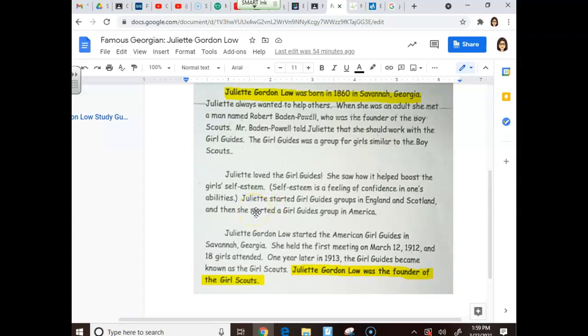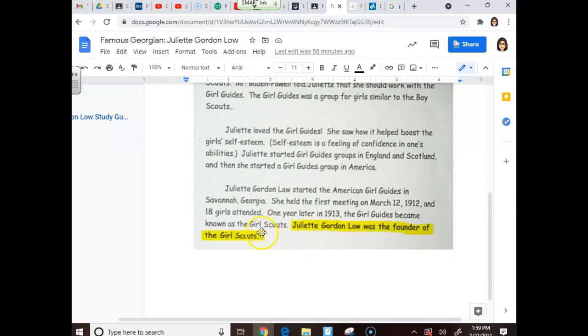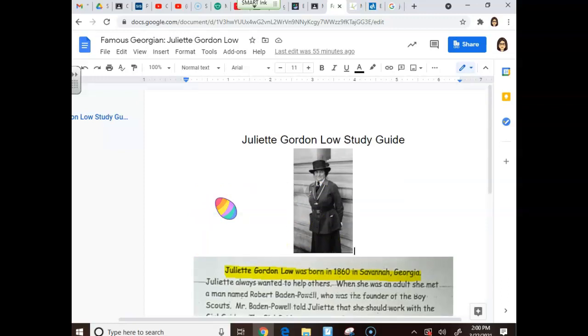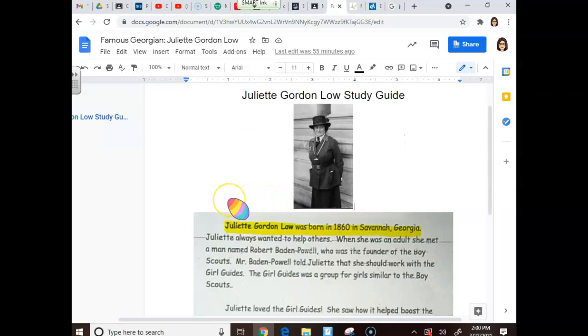So Juliette started Girl Guide groups in England and in Scotland. And then she later started them in America, in Savannah first. Juliette Gordon Low started the American Girl Guides in Savannah, Georgia. She held the first meeting on March 12, 1912, and had 18 girls attend the first meeting. One year later, she changed the name to the Girl Scouts that we know today. All right, so she is known for being the founder of the Girl Scouts. So what's the important thing that we should know about Juliette Gordon Low? She is the founder of the Girl Scouts. She started that group. Here is a picture of Juliette Gordon Low from 1925 in her Girl Scout uniform. Okay, so study these facts, and we will continue learning about her life tomorrow.